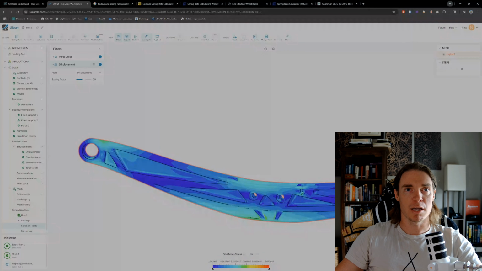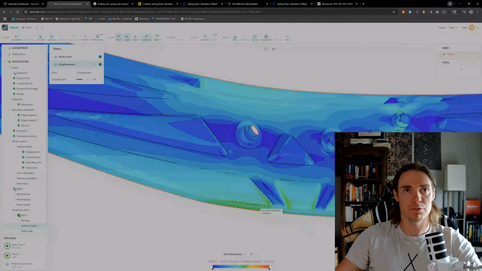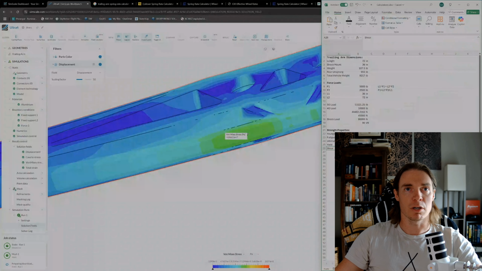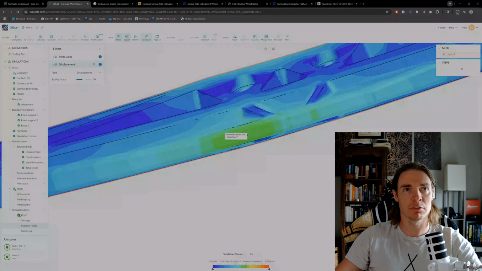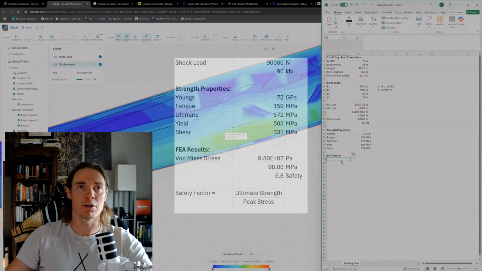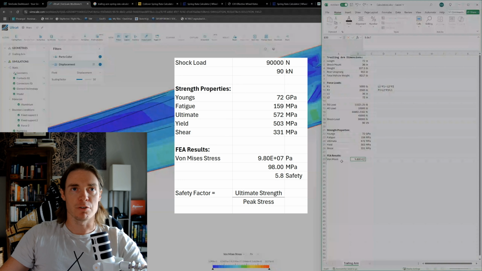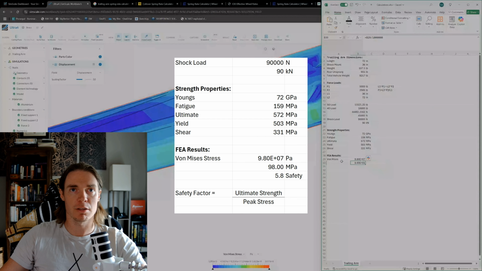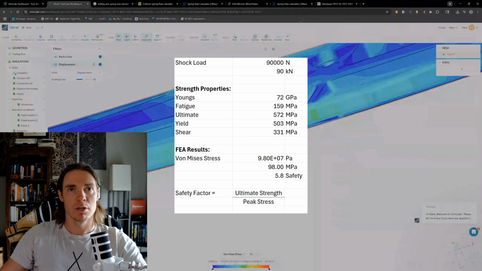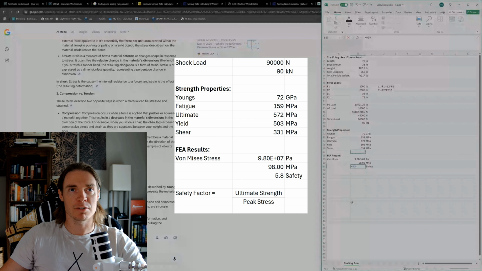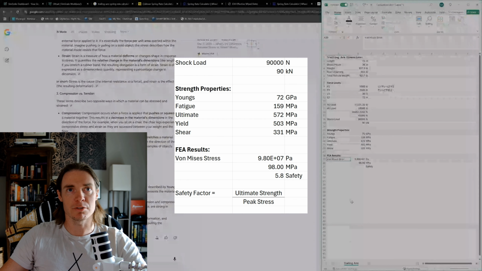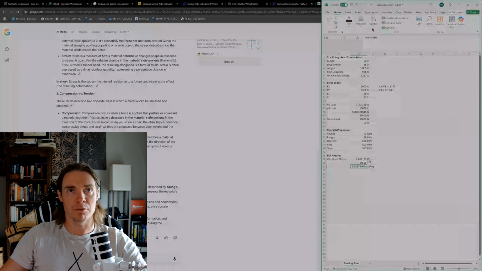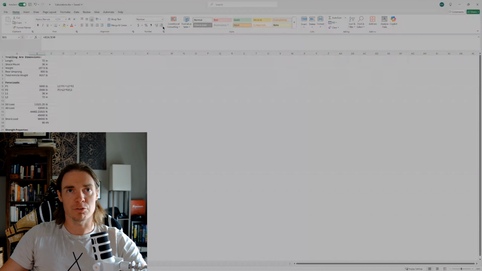So now I'm going to copy my FEA results to the material properties of 7075 and then see what we come up with. So the von Mises stress here is 98 megapascals and the ultimate strength is 572 megapascals. So the safety factor here is the ultimate strength divided by the peak stress that the part experiences. And I got a safety factor of 5.8, which means that the part is about twice as strong as it needs to be. And what I really want is a safety factor of something more like 2. That would be reasonable.